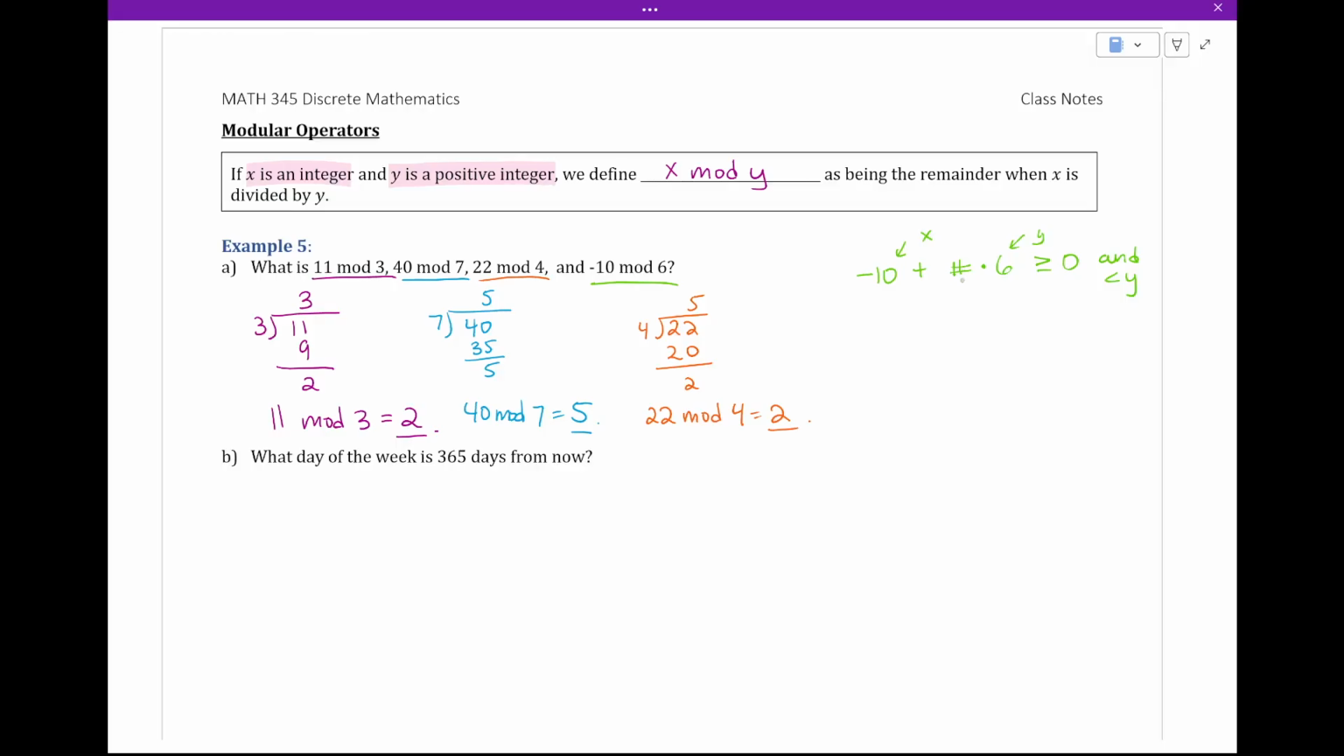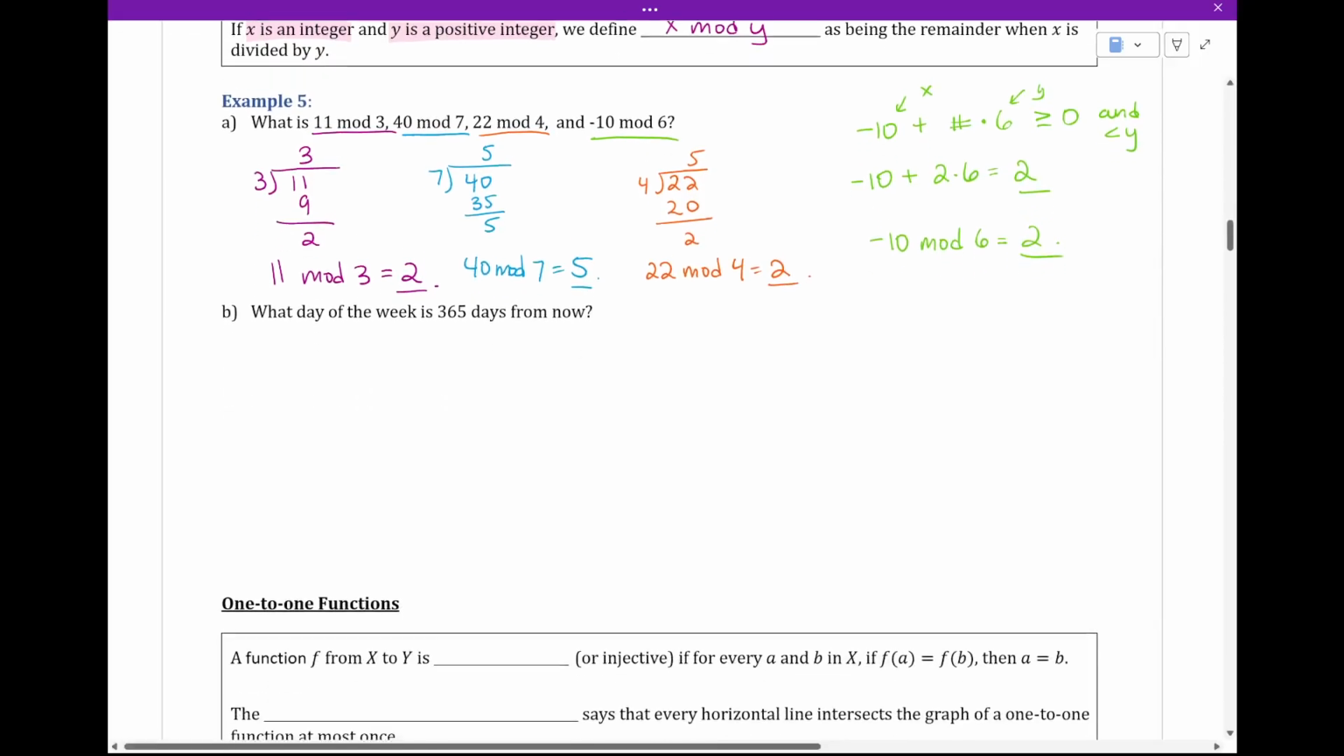So I need to figure out what number I'm looking at. So 10, let's see, 1 times 6 is 6. So then I've got a negative number still, so I don't want that. 2 times 6 is 12. So negative 10 and 12 is positive 2. 2 is greater than 0, and it's also less than 6. If I would have done 3 times 6 is 18, I would have gotten an 8 out here, and that's too big. So my answer here is 2. Negative 10 mod 6 is 2. Got a lot of 2's in this one.